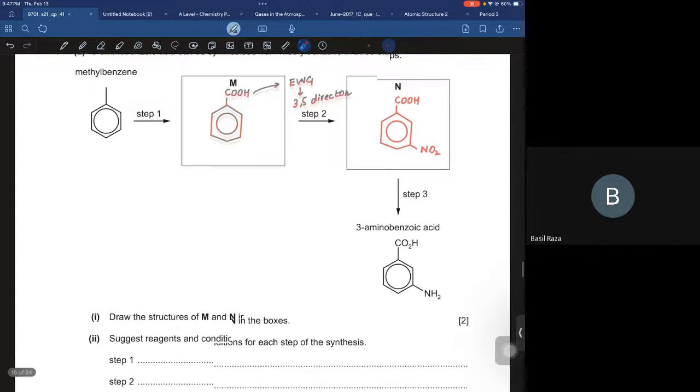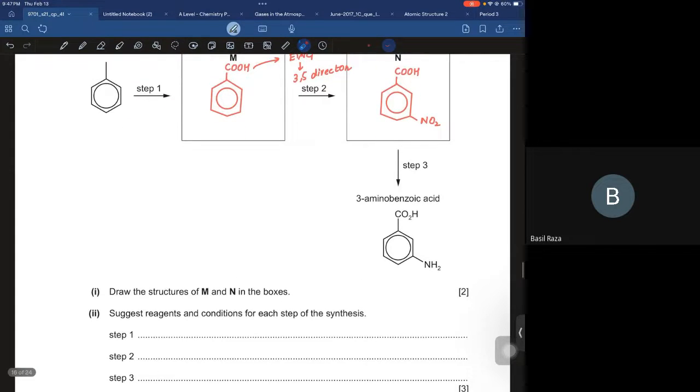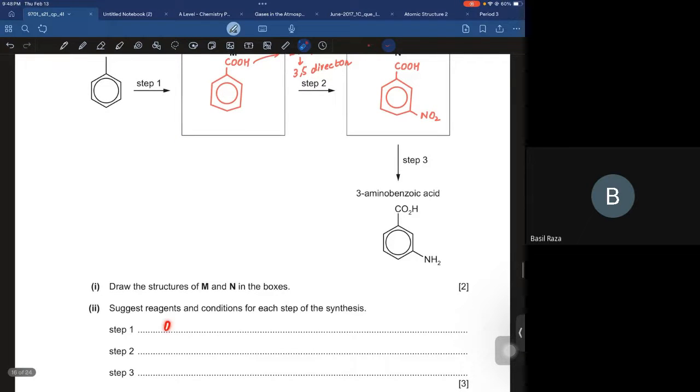So what should be step number 1? Reagent. सर ऑक्सीडेशन बाय KMnO4. Good हो गया. Hot KMnO4.